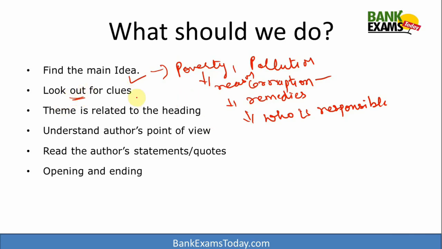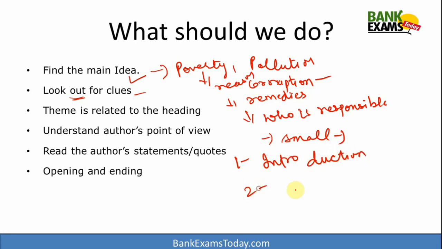If you are reading a passage, then you find the small links that connect each and every paragraph of the passage, right? If you find the small clues, then try to link them together and you will get the main theme. And if this doesn't work, then do one thing. Read the first paragraph and read the last paragraph. And try to link those two paragraphs. Because the first paragraph is basically the introduction and the last paragraph is the conclusion. So most likely you will get the theme between these two paragraphs.